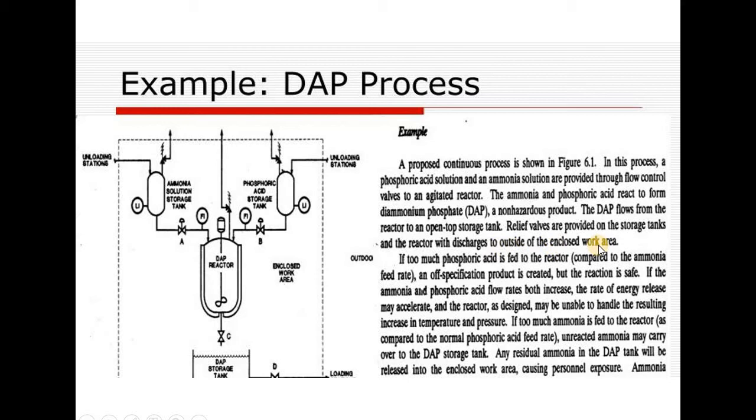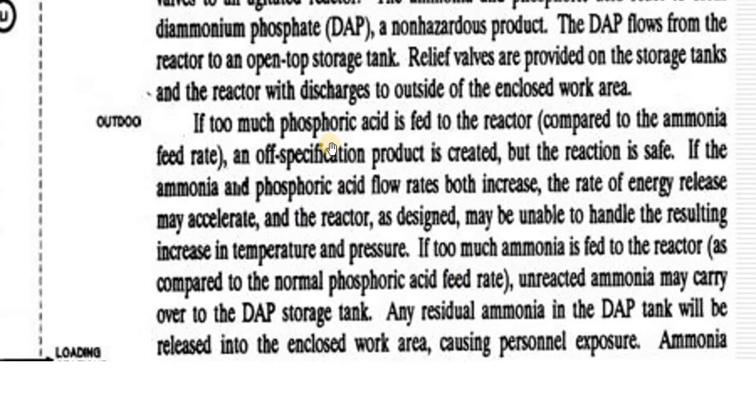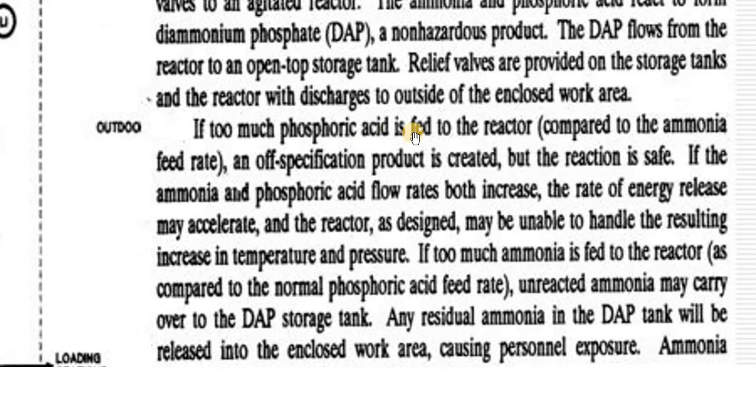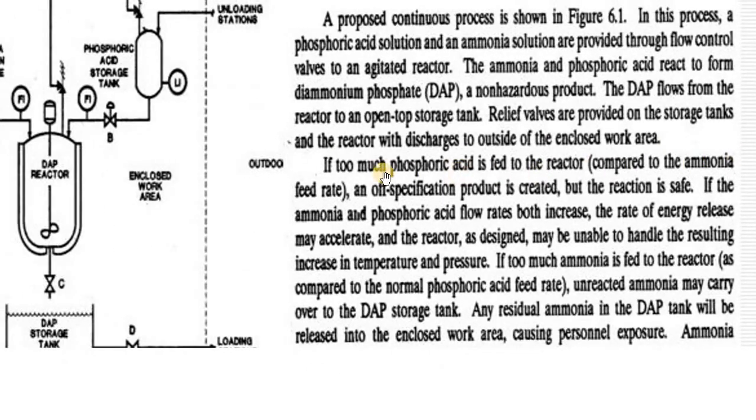The reactor will discharge to the outside, to the enclosed area. So you have relief valves. If too much phosphoric acid is fed to the reactor compared to the ammonia feed rate, an off-specification product is created. So of course, when you have more phosphoric acid, you don't have the specification of the product that you are trying to achieve, but the reaction is safe.